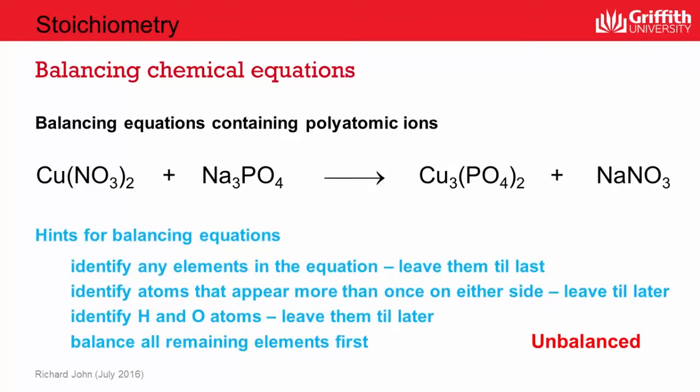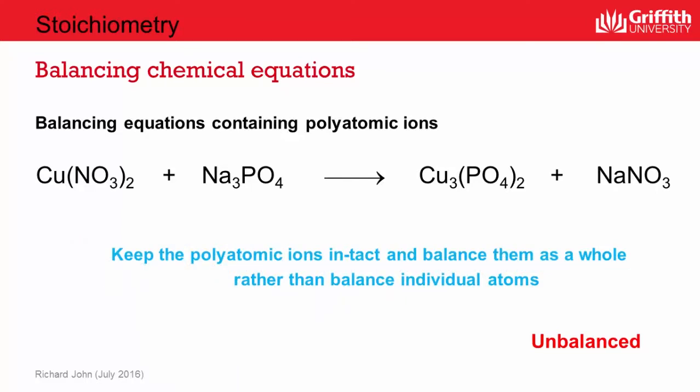Our hints for balancing chemical equations apply equally well with balancing equations for polyatomic ions, but we're going to add one more piece of advice. We're going to keep the polyatomic ions intact and balance them as a whole rather than trying to balance the individual atoms. So for example, we've got 2 nitrate ions over here. The idea would be to keep the whole nitrate ion intact and not try to balance the 2 nitrogen atoms and the 6 oxygen atoms individually, because we've got 2 nitrate ions on the left hand side, but on the right hand side we've got 1 nitrate ion. So it would be just a matter of balancing the whole nitrate ion numbers.